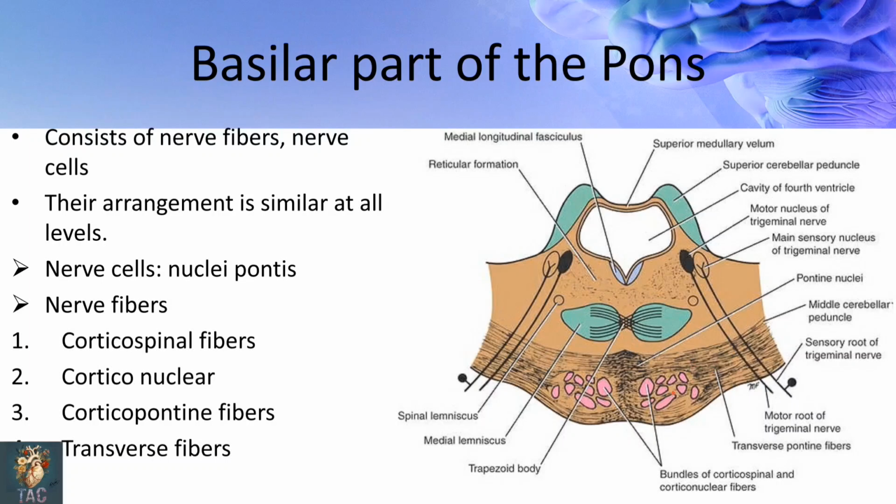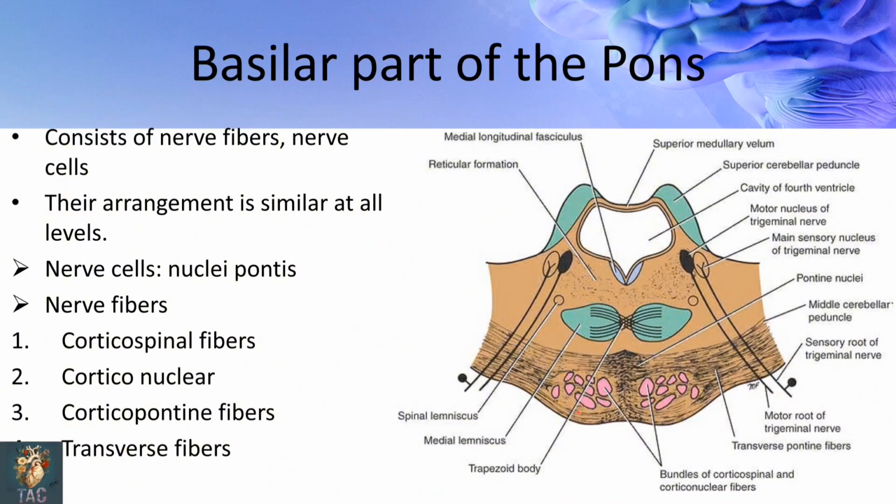So what are the different features? In this basilar part we can see two things: the fibers and the nuclei. The fibers present are the descending fibers and the transverse fibers. The descending fibers are the corticospinal fibers, which are spread apart because of the nuclei present in this area, and then when entering the pyramid of the medulla they again become compact to form the pyramids. Then the corticonuclear fibers will relay on the contralateral cranial nerve nuclei in the brainstem.